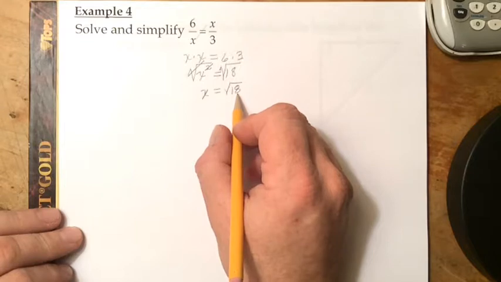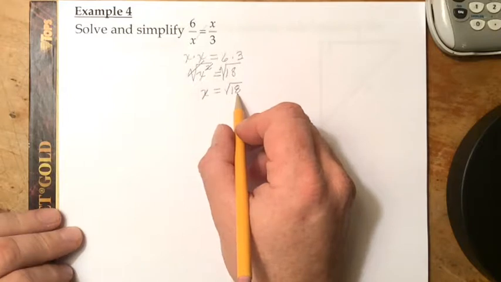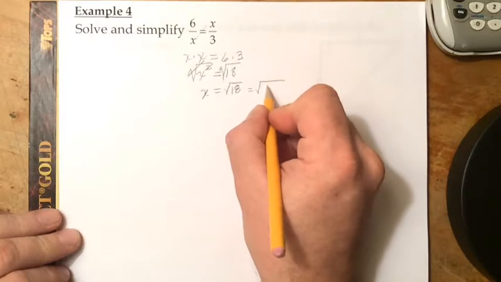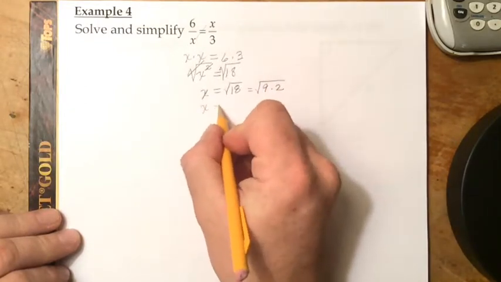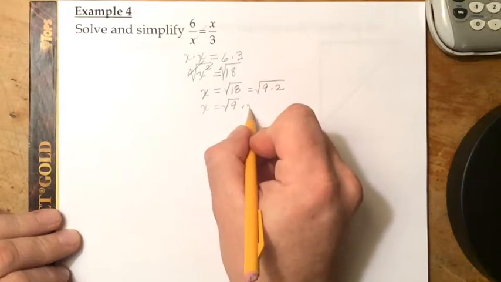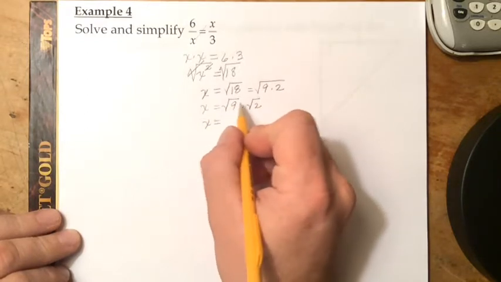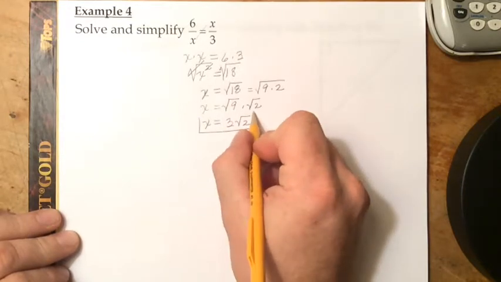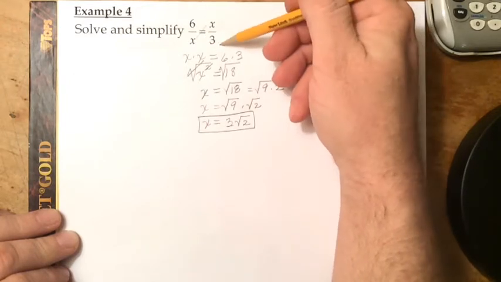Not only does it have the factors of 6 times 3, in which both of those are not perfect squares, it also has the factors of 9 times 2, in which 9 is a perfect square. So we split that up into 9 times 2, factor it, and then we split it. Square root of 9 times square root of 2, and 9 being a perfect square, the square root of 9 is 3, times the square root of 2. So 6 is to 3 root 2 as 3 root 2 is to 3.